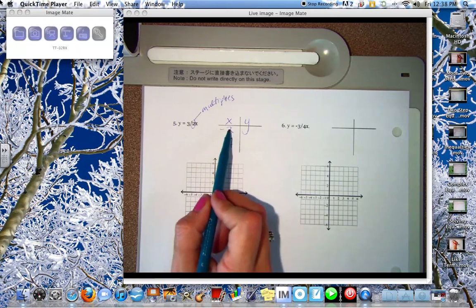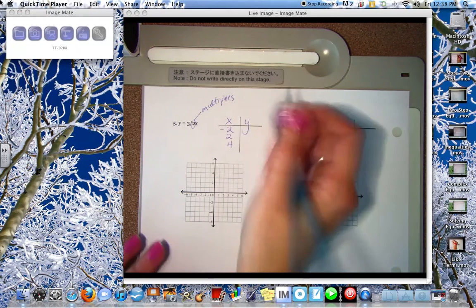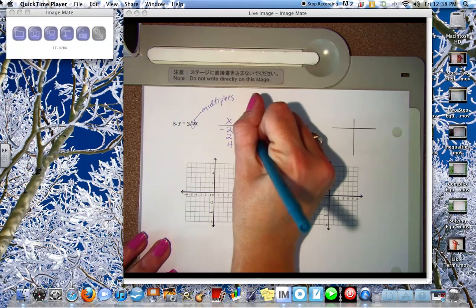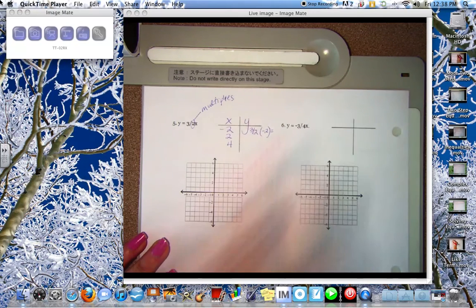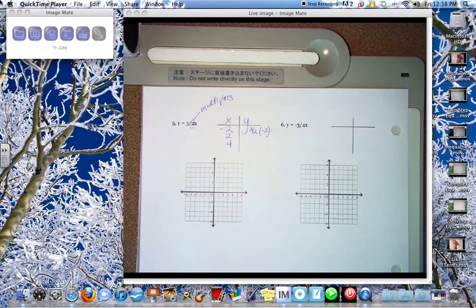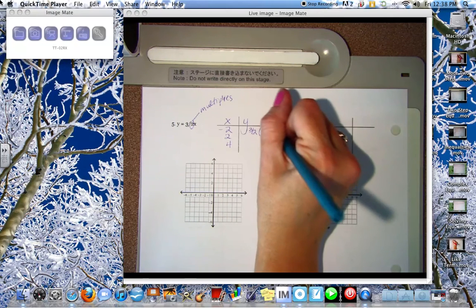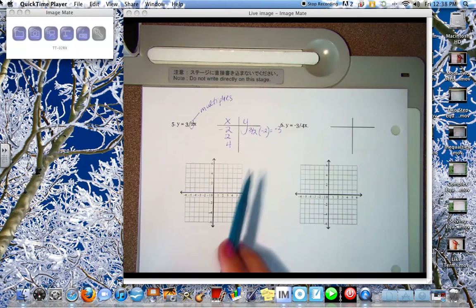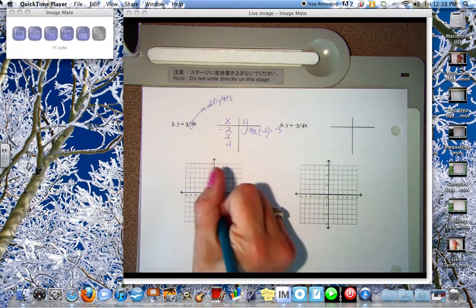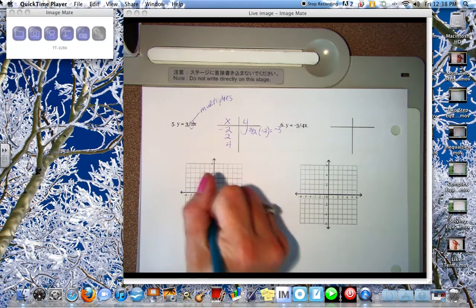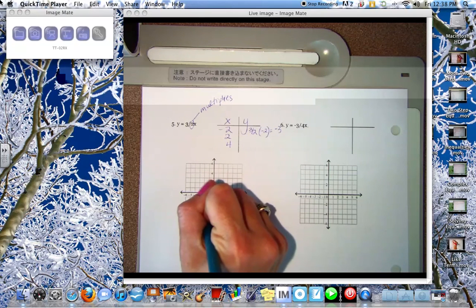So now we're going to substitute these values of x into the equation. So I have 3/2 times -2. What does that give me? -3. So my first ordered pair is -2 and -3. So I go to -2 and then I go down to -3 and make a dot.